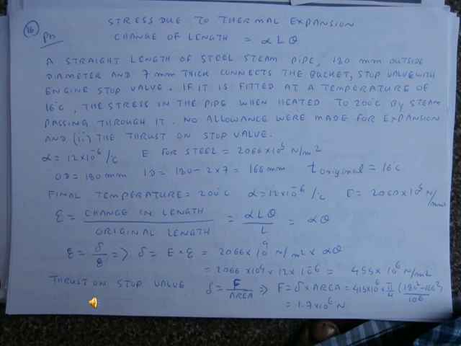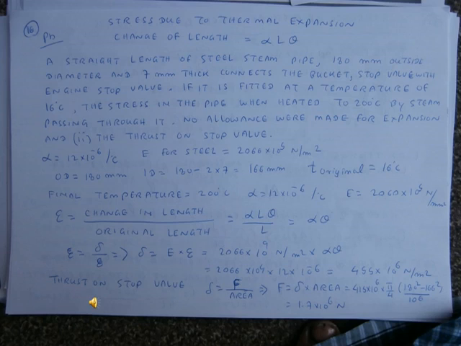A straight length of steel steam pipe, 180 millimeter outside diameter and 7 millimeter thick, connects the boiler stop valve with the engine stop valve. If it is fitted at the temperature of 16 degrees centigrade, find the stress in the pipe when heated to 200 degrees centigrade by steam passing through it. No allowance was made for the expansion, and find the thrust on the stop valve. So in this problem, alpha, the expansion coefficient, is equal to 12 multiplied by 10 power minus 6 per degree centigrade, and E, the modulus of elasticity, is 2068 multiplied by 10 power 5 Newton per meter square.